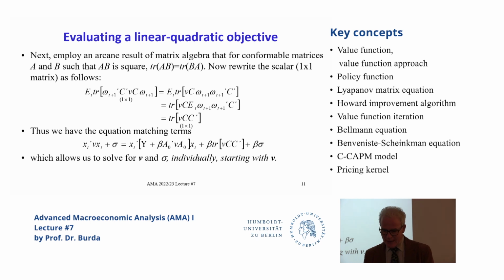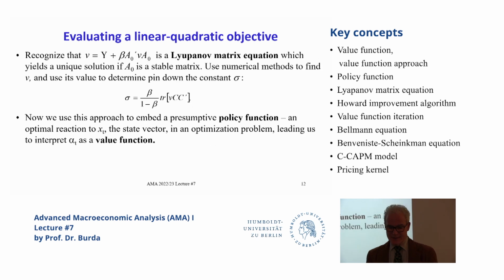Okay, so actually we can now write the result in matched terms. The left-hand side, you can see, is a quadratic form in xt, and the right-hand side is a quadratic form in xt. Those terms we can match, and we can also match sigma on the left-hand side with beta times this trace and beta times sigma. Okay, so we start with V, because V is a matrix. We have to solve for it.